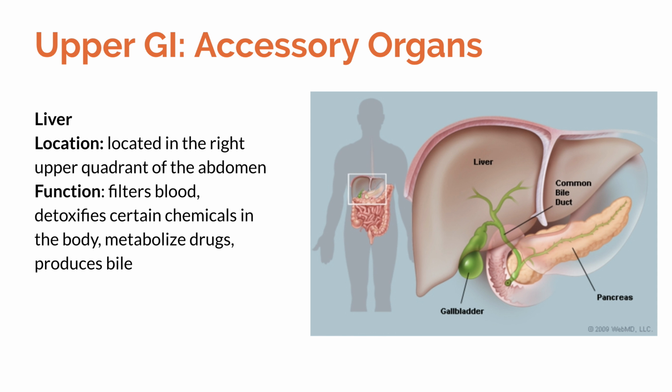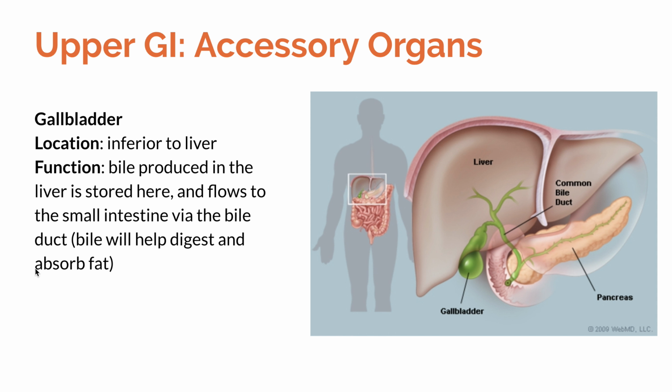We also have something called accessory organs, you can say, for our GI. One of them is the liver, and it's located in the upper right quadrant of the abdomen, and it's going to filter blood, like we talked about previously. It's going to detoxify certain chemicals, also metabolize drugs, and it also produces bile. That bile is going to be stored in the gallbladder, so right underneath it. And so bile produced from the liver is stored here, and it will be transported to the small intestine, that first part, via something called the common bile duct. And bile helps us absorb fat.